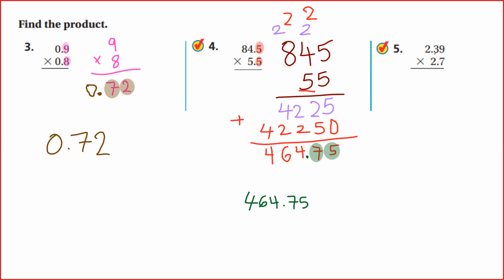Number 5 now, Lamia. Lamia. Muna. Yes, Muna. 2.39 times 2.7. Bravo.